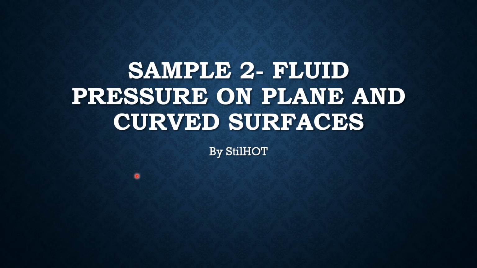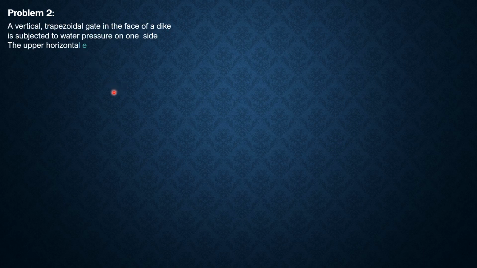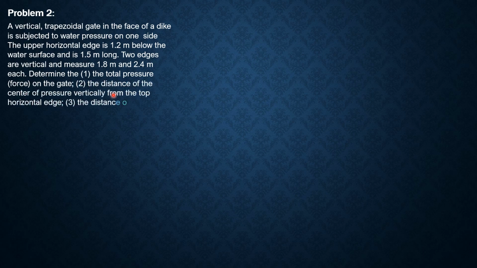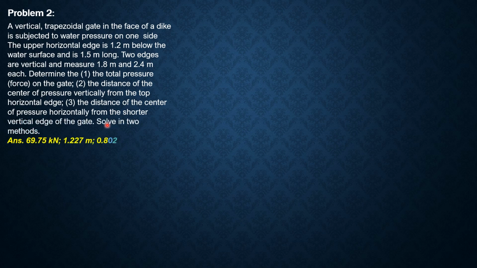Okay, let's have the second example on fluid pressure on plane surfaces. So here is the second problem. A vertical trapezoidal gate in the face of a dike is subjected to water pressure on one side. The upper horizontal edge is 1.2 meters below the water surface and is 1.5 meters long. Two edges are vertical and measure 1.8 meters and 2.4 meters each.